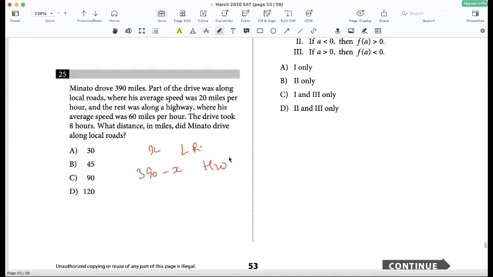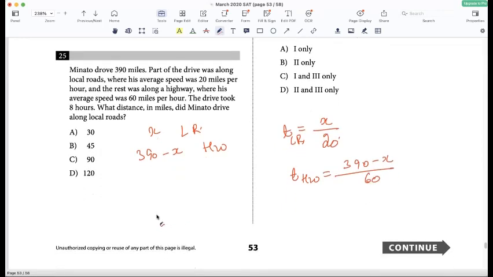Now, what was the time that he would take? For local roads, that time would be x divided by his speed, which is 20. So this is time for local roads, and the time for highway would be (390 minus x) divided by 60, because that's his speed on the highway. And this total is 8 hours. So x/20 plus (390 minus x)/60 is 8, right?